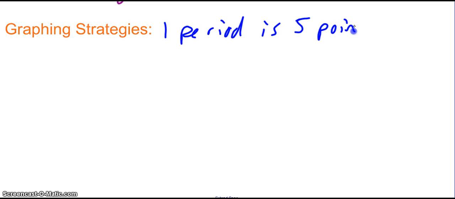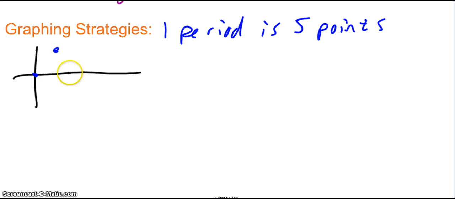Graphing strategies. Okay, so one period is going to be 5 points. So for sine, you can see this on the board in the classroom.